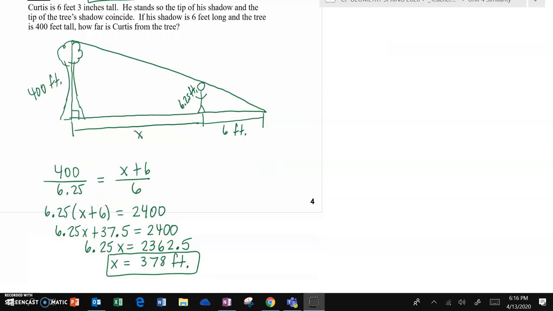Okay, so now you can see the diagram and the work for example 9. So Curtis is 378 feet from the tree.